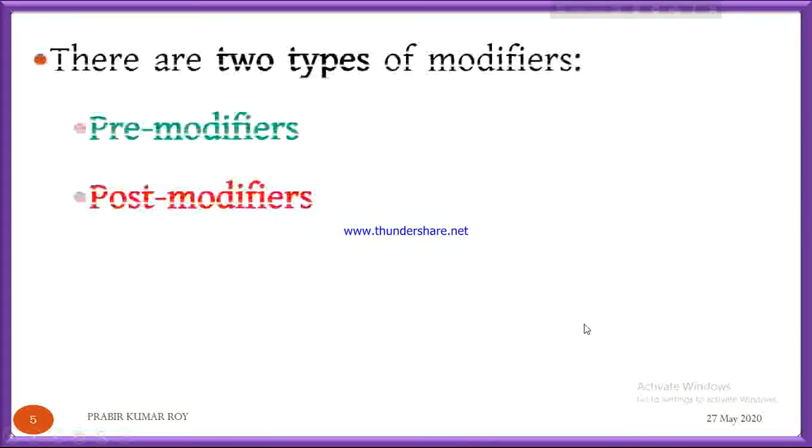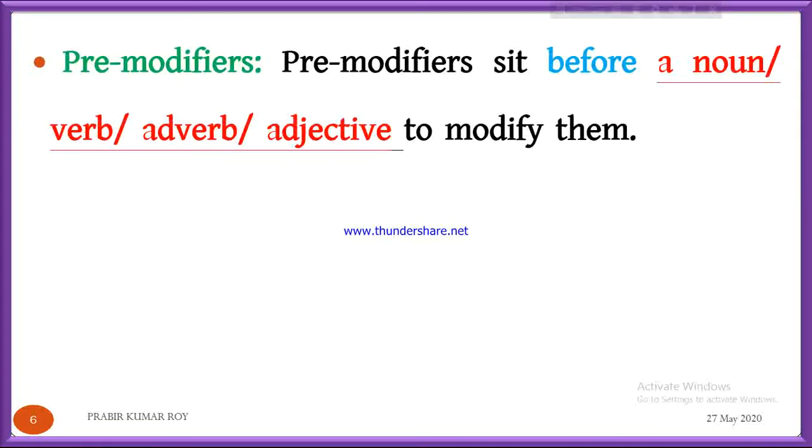Now let us come to the classification of modifiers. There are two types of modifier. One is pre-modifier and another is post-modifier. What is a pre-modifier? Pre-modifiers sit before a noun or a verb or an adverb or an adjective to modify them. The name suggests that it is placed before something. So a pre-modifier always is placed before a noun or a verb or an adverb or an adjective and modifies them.